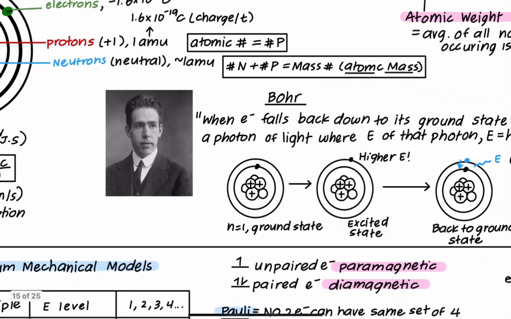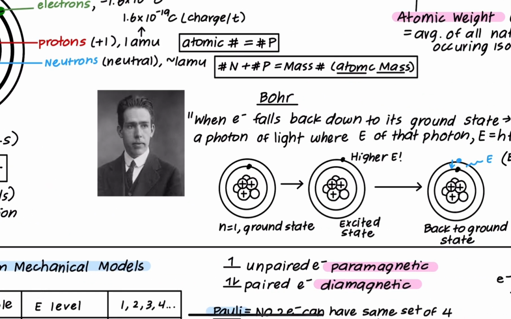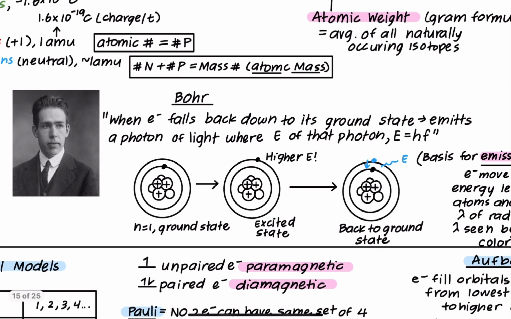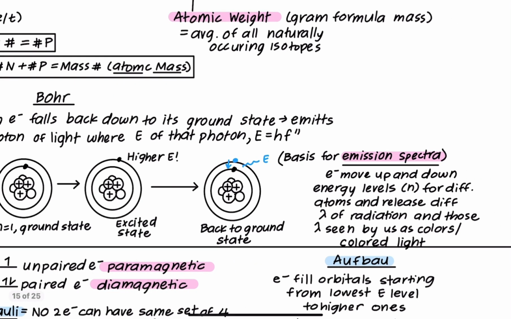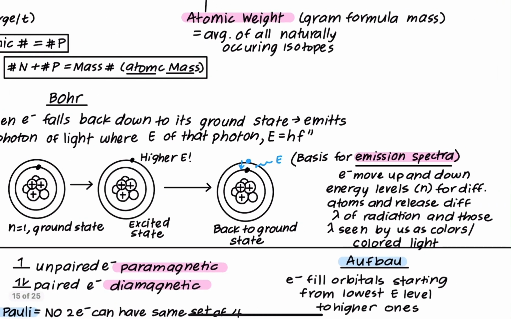Then came Bohr, who refined this idea with his planetary model, saying that electrons orbit the nucleus in specific energy levels or shells. When electrons jump between energy levels or shells, they absorb or emit discrete amounts of energy, and that's what gives us atomic emission spectra. So this is the basis of the emission spectra. Essentially, when the electron moves up and down energy levels, that causes the electron to release different wavelengths of radiation, and those wavelengths are seen by us as colors or colored light.